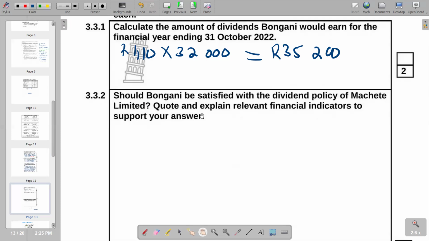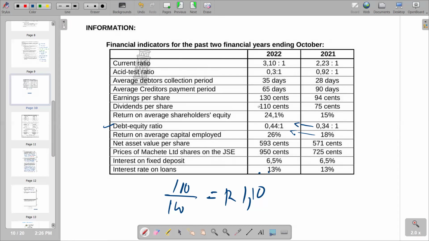So the proportion of earnings being paid as a dividend, we are going to say it's per share. In terms of our presentation, we go to the information given. Earnings per share is 130, so we're going to say 110 over 130 times 100 over 1, to present it as a proportion in percentage. We're going to get 84.6%, which is desirable. A greater proportion of the earnings is being paid as a dividend, so obviously the shareholders are going to be satisfied.